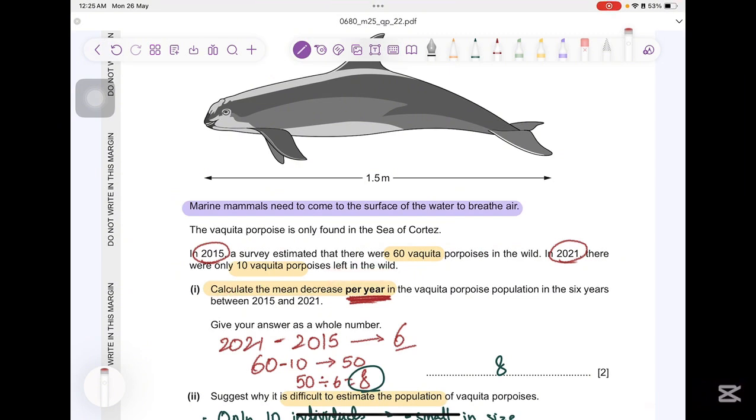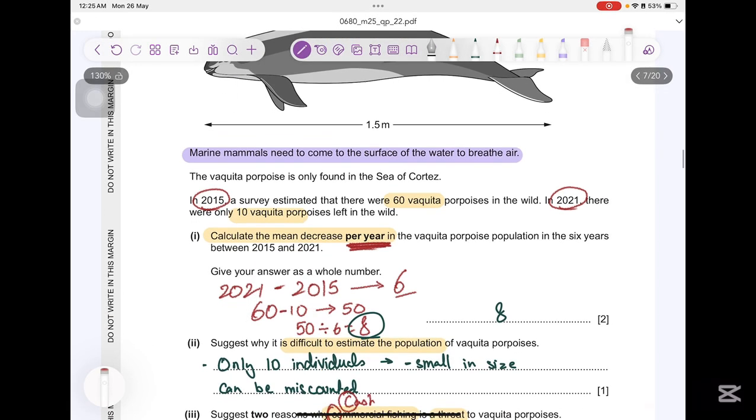Calculate the mean decrease per year. That's your hint, okay? Don't forget this. About the vaquita population in 6 years between 2021 and 2015. Since they said per year, you're going to find the number of years. You already said that, 6 years, but it's okay. 2021 minus 2015 is going to give you 6 years.